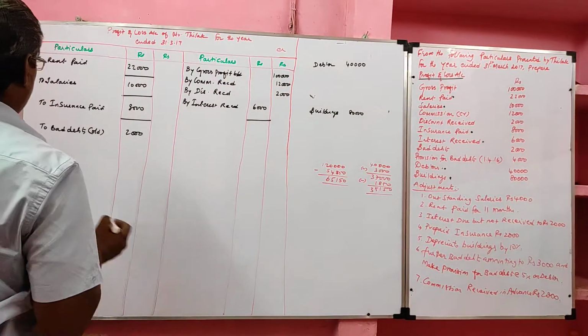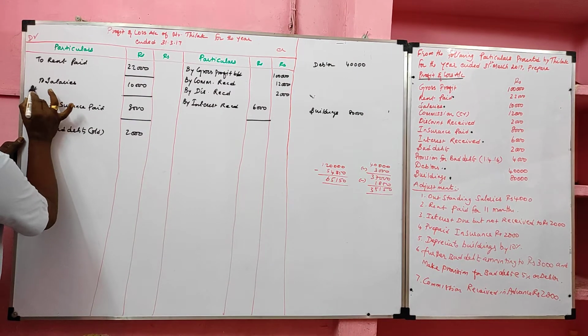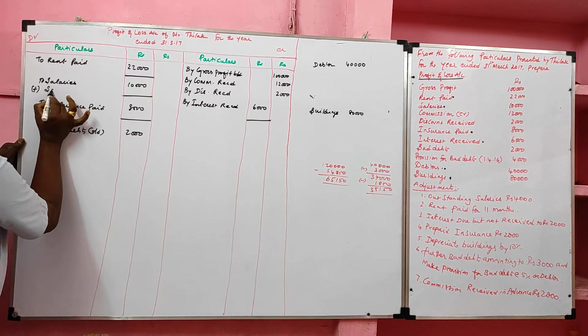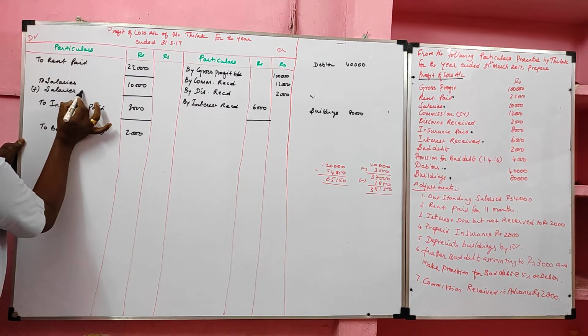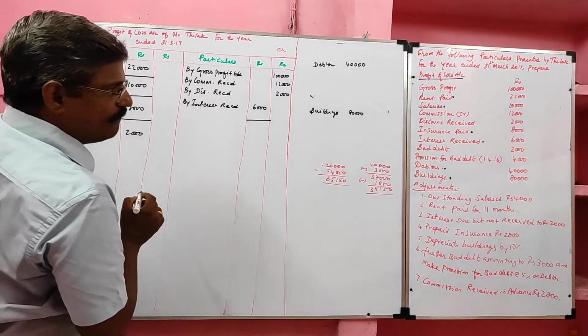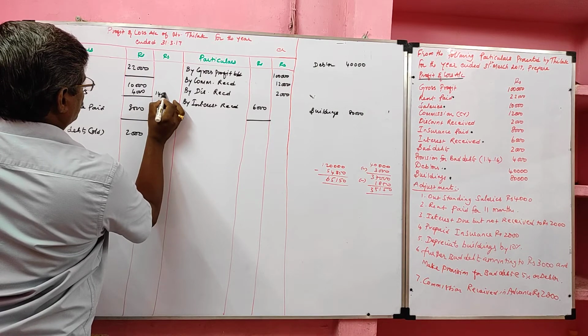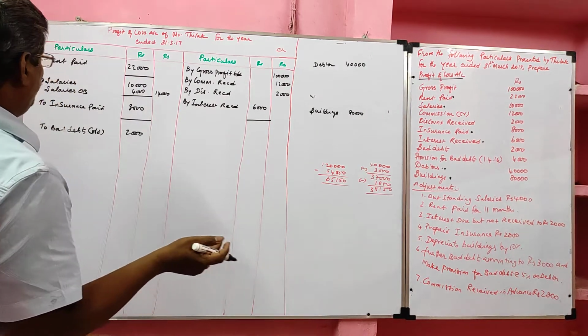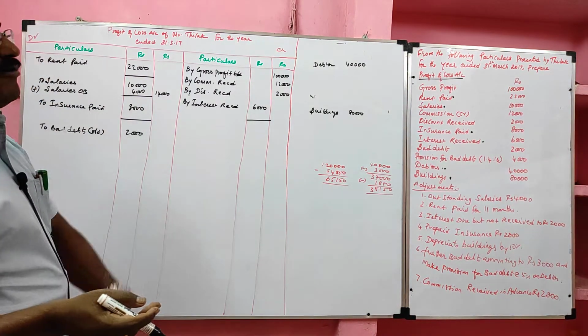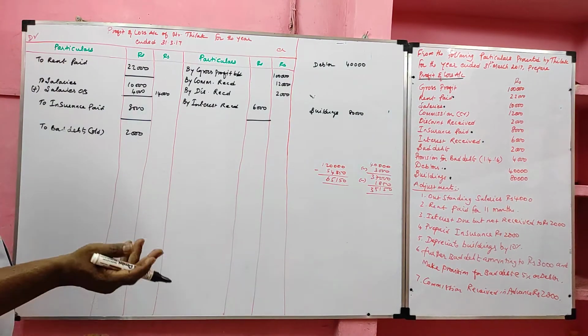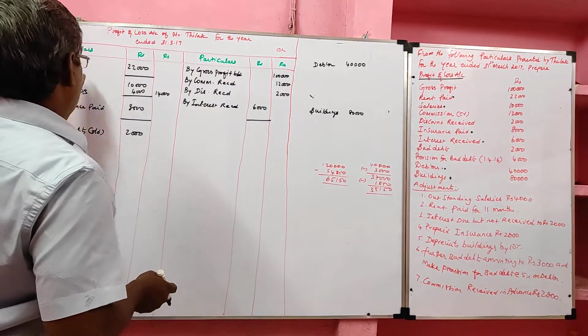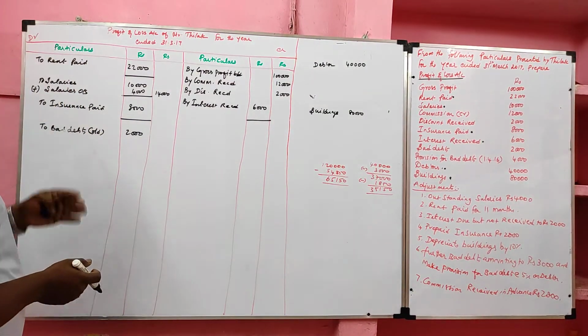Outstanding salary 4,000. So outstanding salary should be added with the salaries. Salary outstanding, value how much? 4,000. So total 14,000. If we prepare balance sheet, the outstanding salary will be recorded in the liability side. Here we are not preparing balance sheet, so we have to add outstanding salary with the salary.